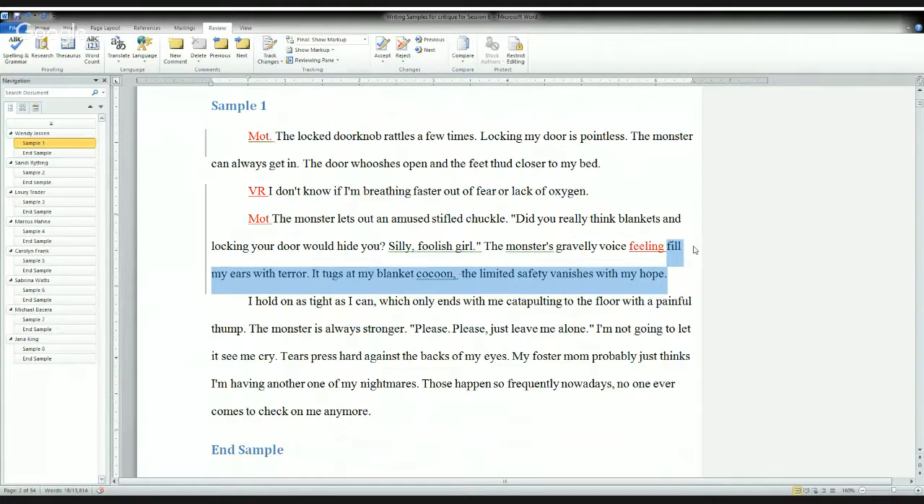No, but when it tugs at the blanket cocoon, that's the monster. No, it does actually tug, because she holds on as tight as she can and she catapults to the floor. She's yanking on her blanket. Now, Wendy, you might want to clear this up, but I think that's a metaphor. I think the voice tugs at the blanket cocoon. I think it is the monster and it tugs because she actually flies to the floor. I think it has to be. But it's not clear right there.